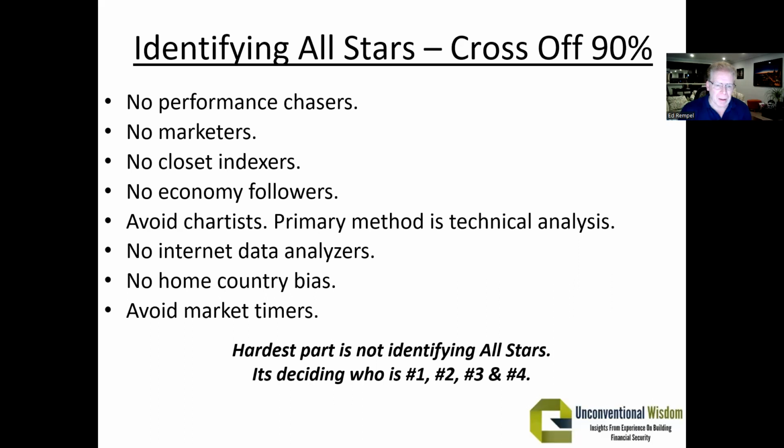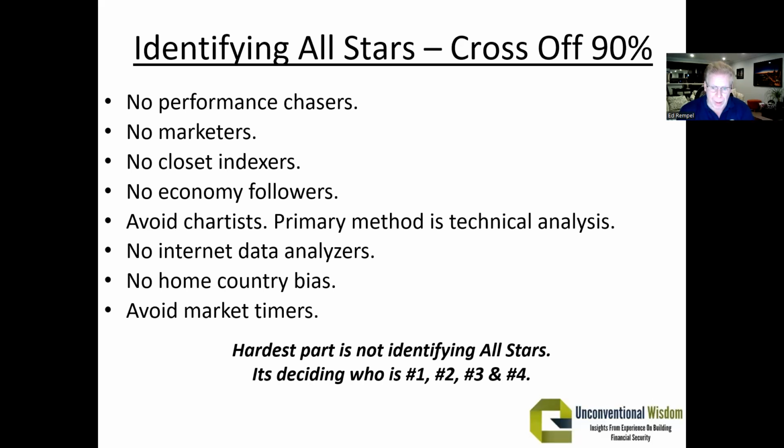So another thing is no home country bias. That's why we tend to not use any Canadian equity at all. We tend to use U.S. or mostly global equity, but some U.S., because the U.S. is basically half of the market. And we tend to avoid market timers, the ones that are constantly trying to time the market, because the focus should be on long-term rates of return, not on short-term rates of return.